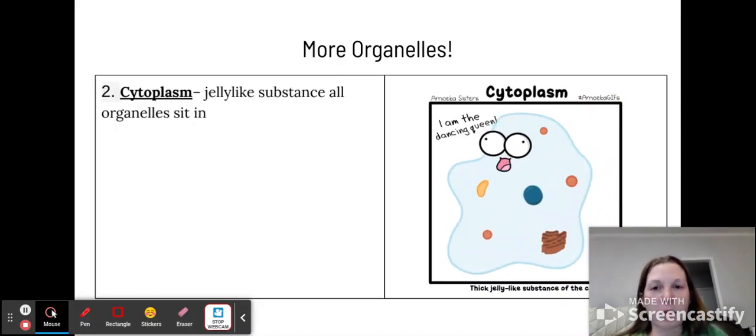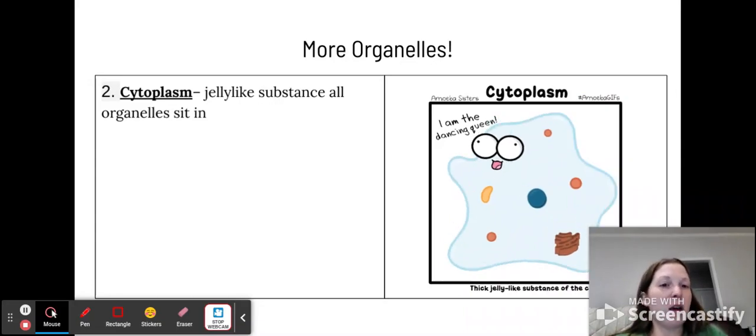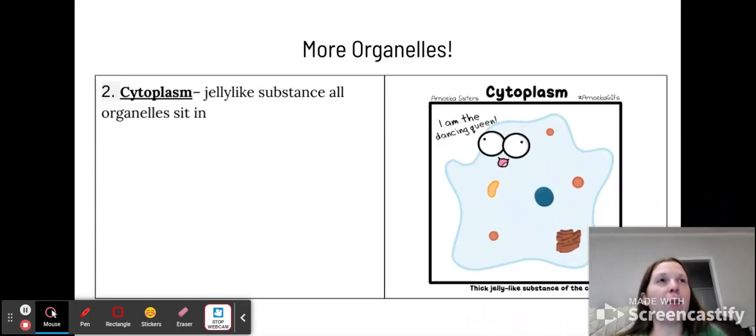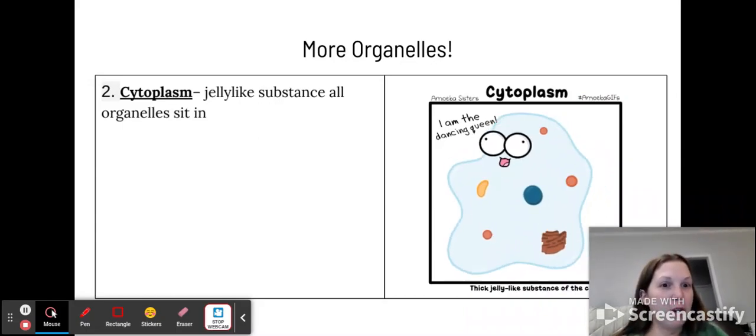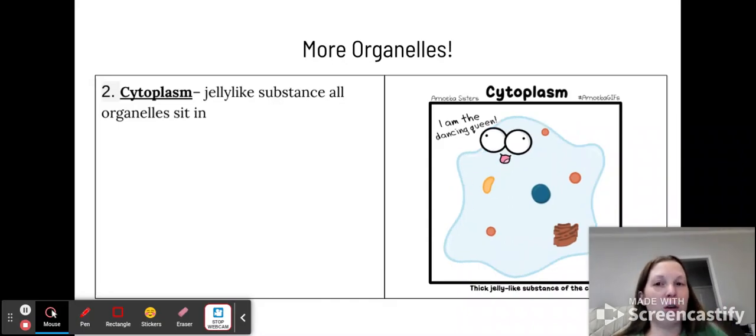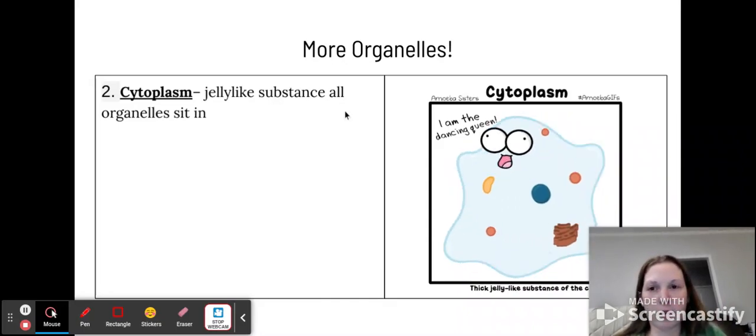Next, we have the cytoplasm, which is the jelly-like substance all organelles sit in. So it's like the inside of the cell. I compare this to if you've ever seen a Jello mold that has fruit in it, the fruit would be the organelles and the Jello itself would be the cytoplasm. So you can see that little GIF to the side.